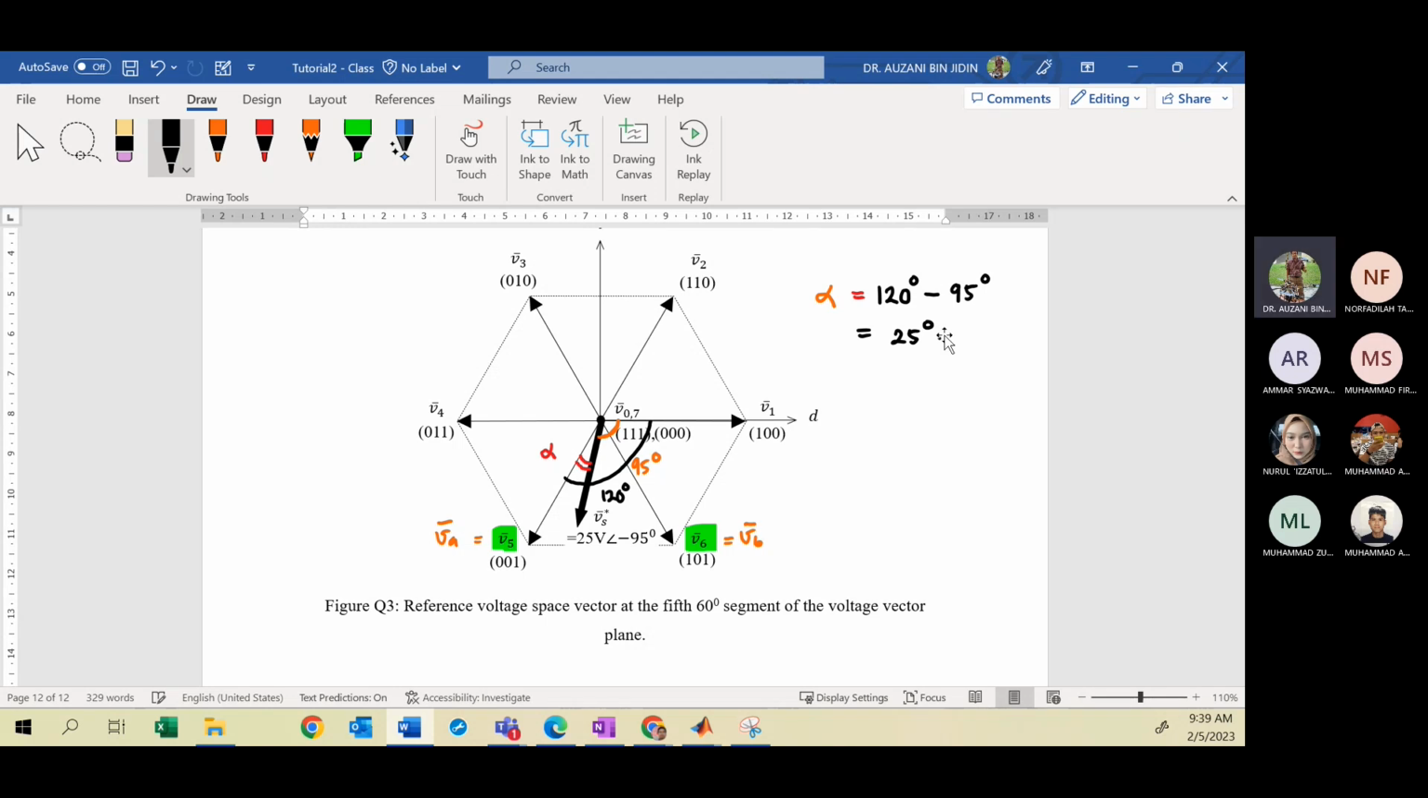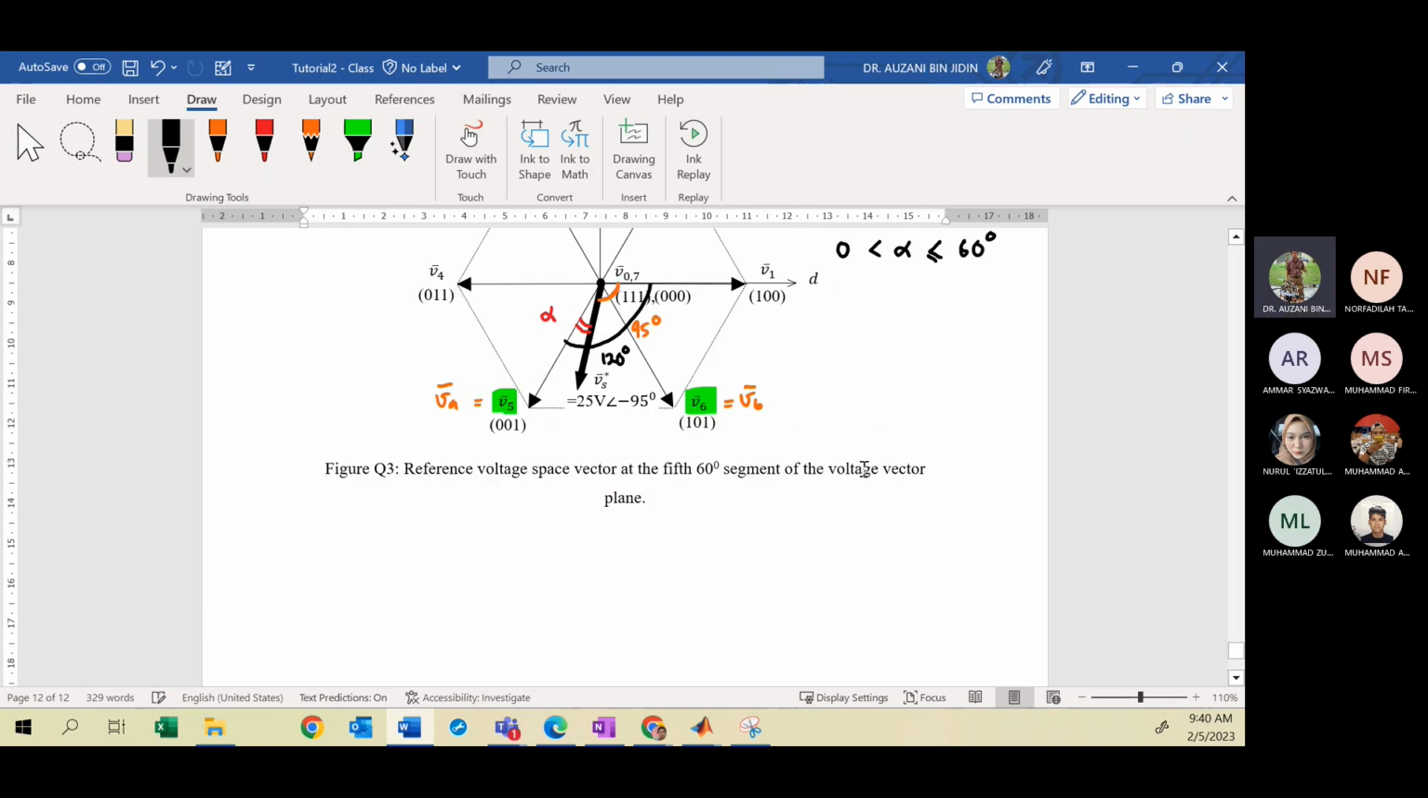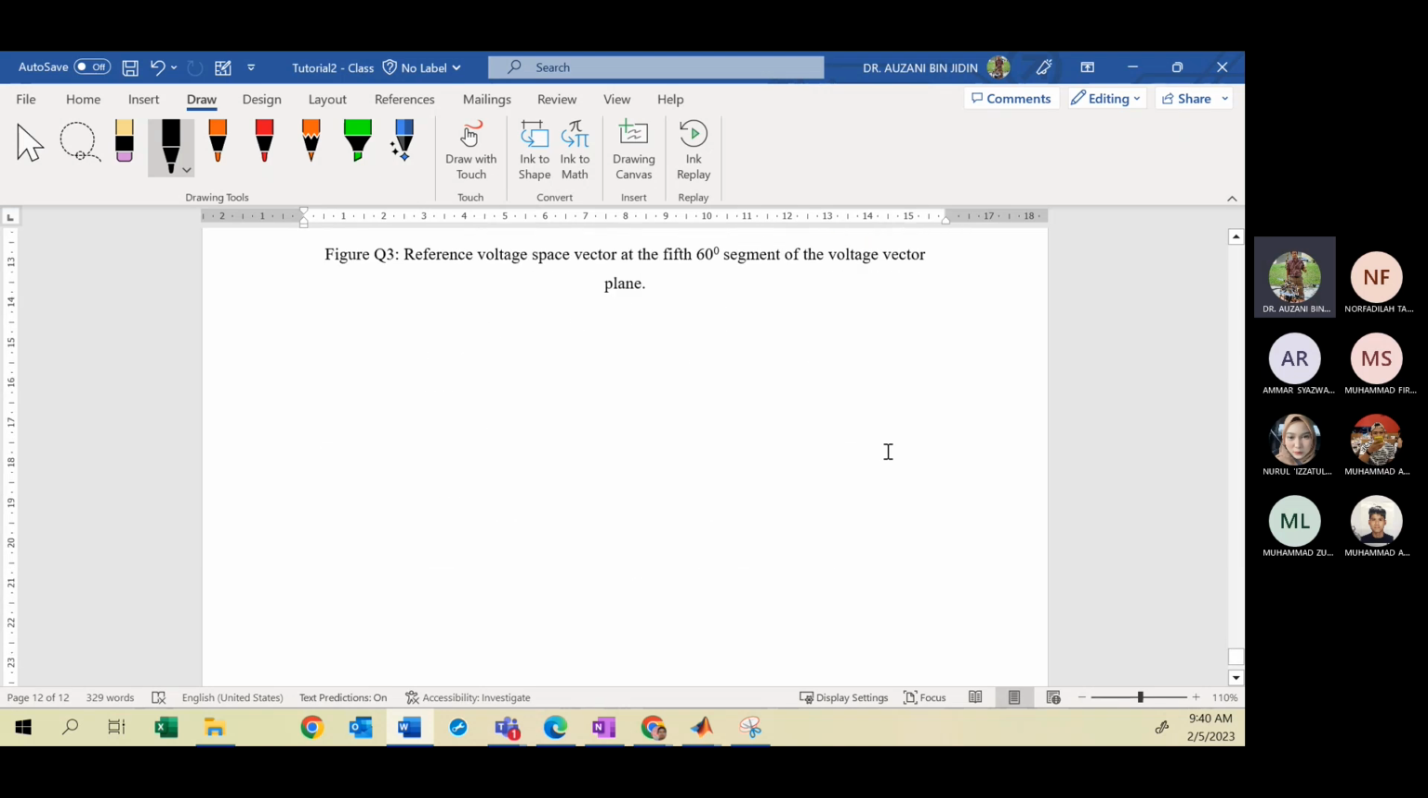Remember, the angle alpha is the angle within a sector. It cannot be larger than 60 and it cannot be a negative value. So remember, you must check that your alpha is in the range between 0 and 60 degrees. It cannot be beyond this range. Okay, then you can sketch properly the vector diagram.